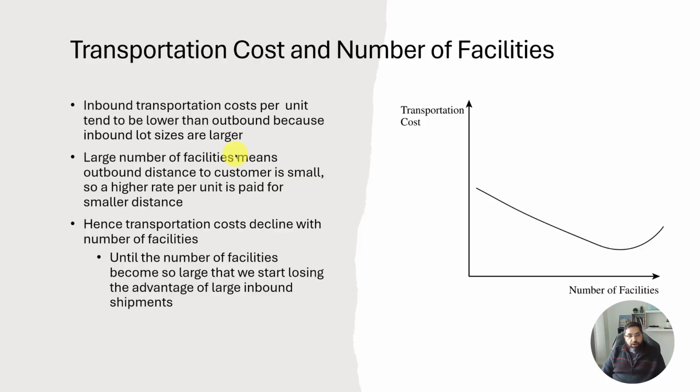So that is why initially the transportation costs decline with the number of facilities. Why? Because as the number of facilities goes up, your outbound distance to customers' homes decreases. Okay, so let me give you a comparison on the graph.